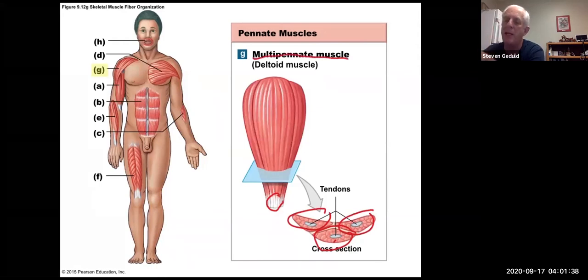So again, the unipennate is on one side of the tendon. Bipennate is on both sides of the tendon. Multipennate is when they branch within the tendon, and the tendon has muscles surrounding it, and they run at oblique angles.